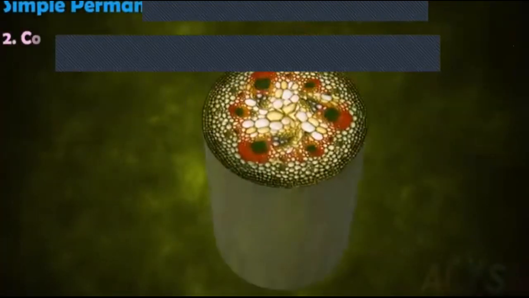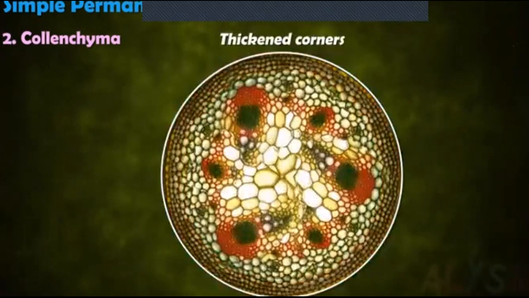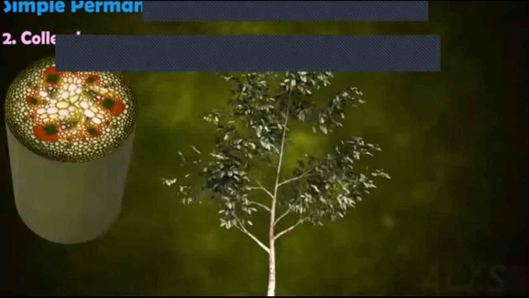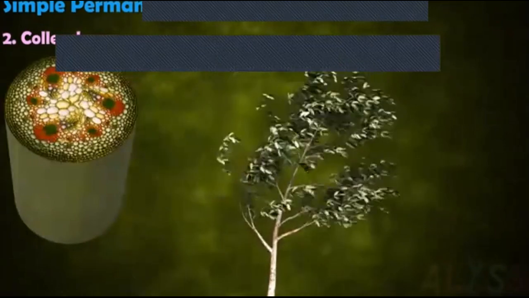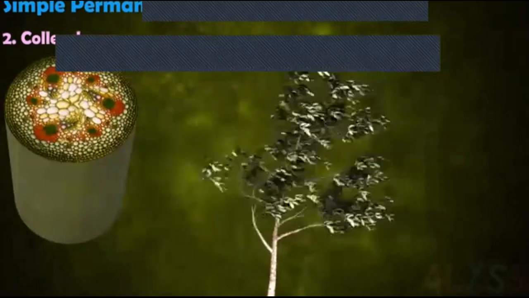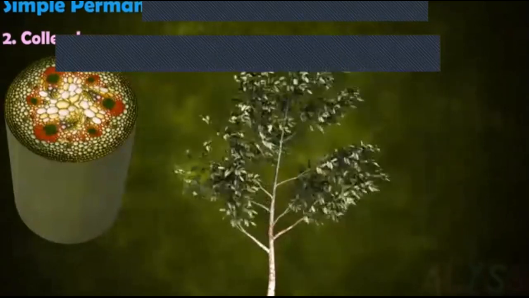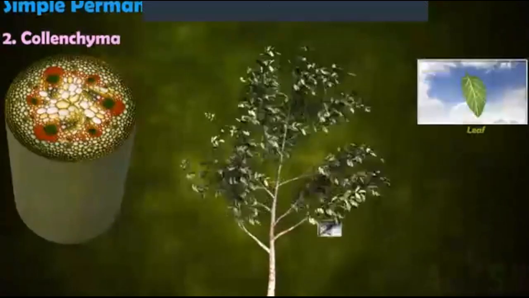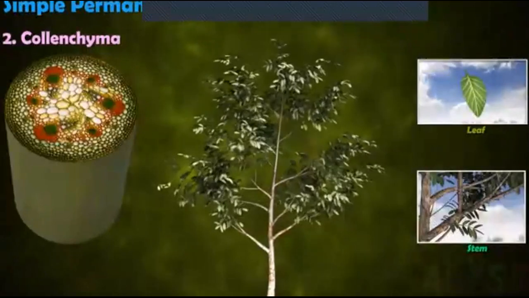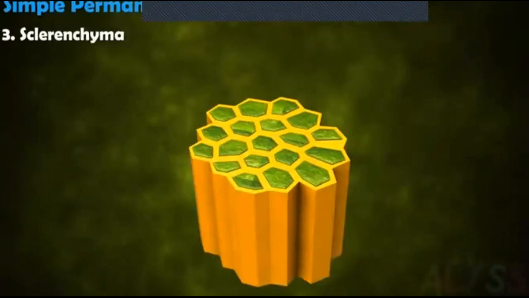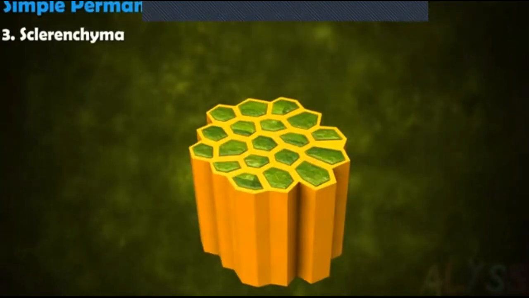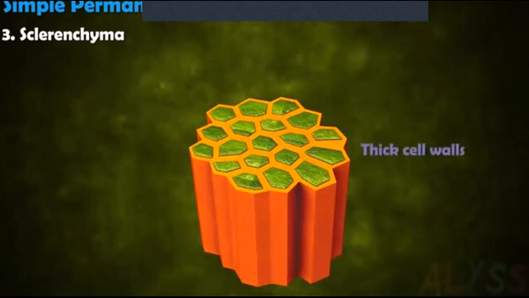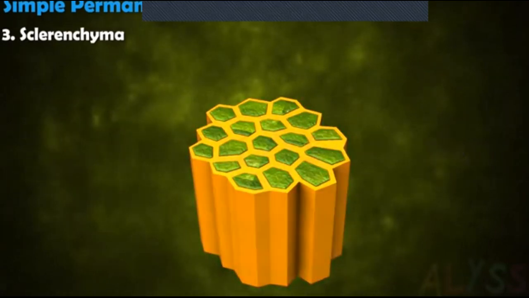Number 2. Collenchyma are polygonal cells with thickened corners. They provide flexibility to plants so that parts can bend without breaking. For instance, they are at the petiole, the leaf stalk, etc. Number 3 is Sclerenchyma. These are dead cells with no protoplasm. They have thick cell walls and the cell lumen is lost.